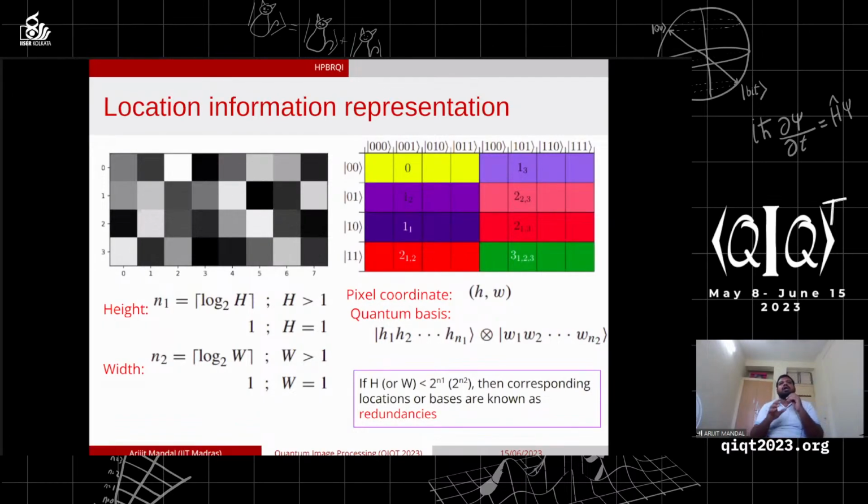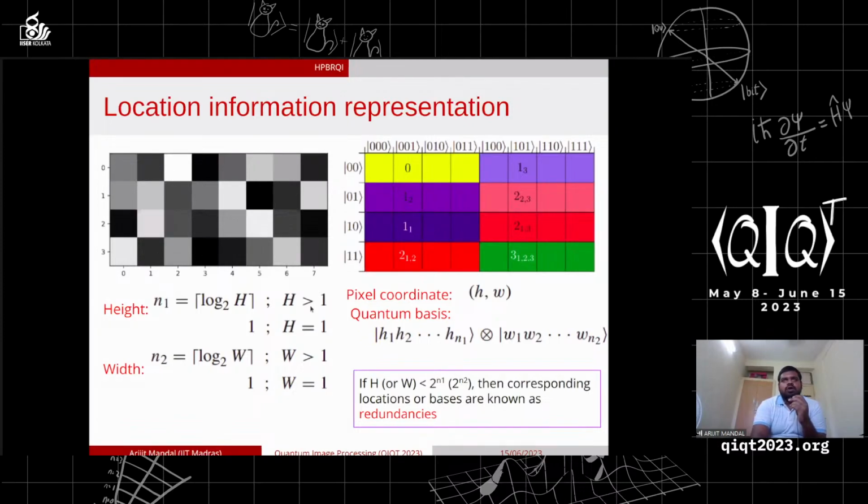This algorithm can represent a rectangular image of dimension h cross w. To represent the height h, you need n1 qubits, and to represent the width w, you need n2 qubits, and you need one ceiling function and one log function to calculate the values of n1 and n2. If your h is less than 2 power n1, or if your w is less than 2 power n2, then the additional qubits are considered as redundancies.